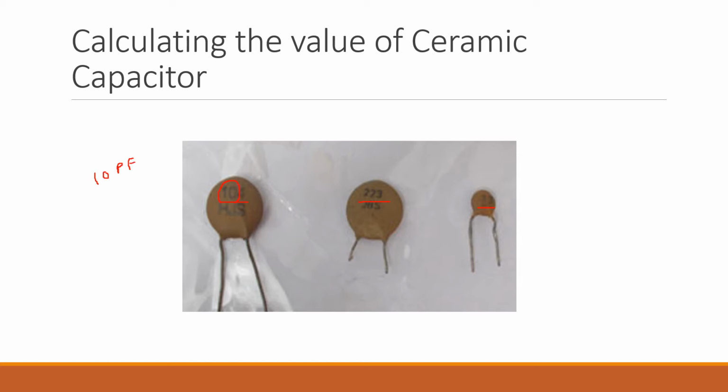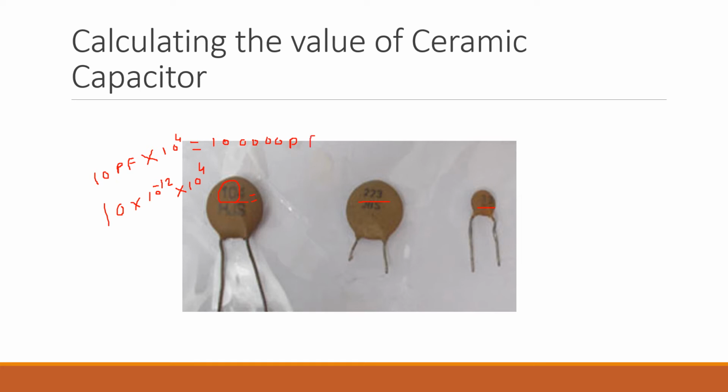So either you can write it like this, or it is 10 into 10 to the power minus 12, because pico means minus 12. And the third digit is showing the power of 10 again. So it becomes 10 raised to 4. So 10 into 10 raised to 4. So its value becomes 10 into 10 to the 4 picofarad.